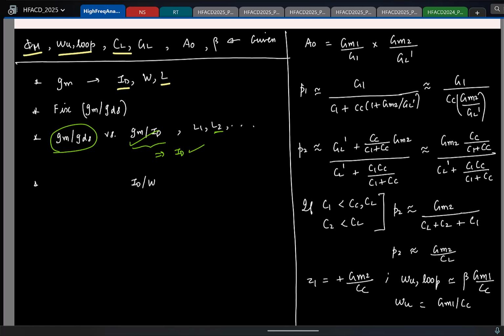So maybe I can plot GM by ID versus ID by W for the chosen length, that is, let us say, some L2. You know this value, you can find this value. And I know the drain current. From there I can fix the width.